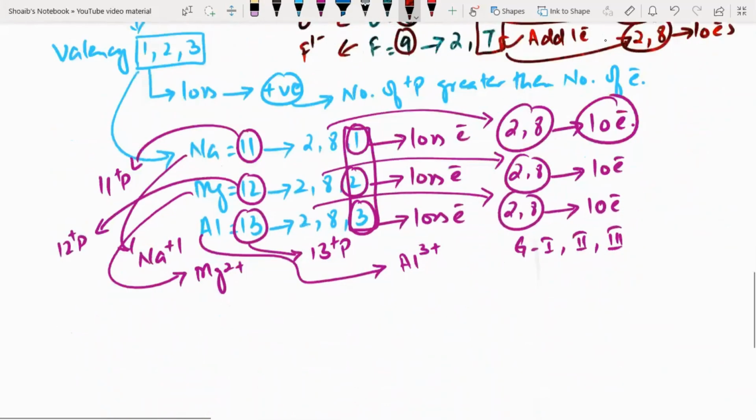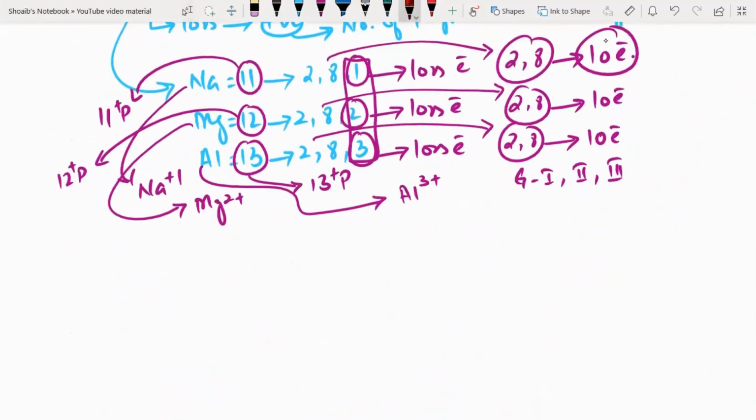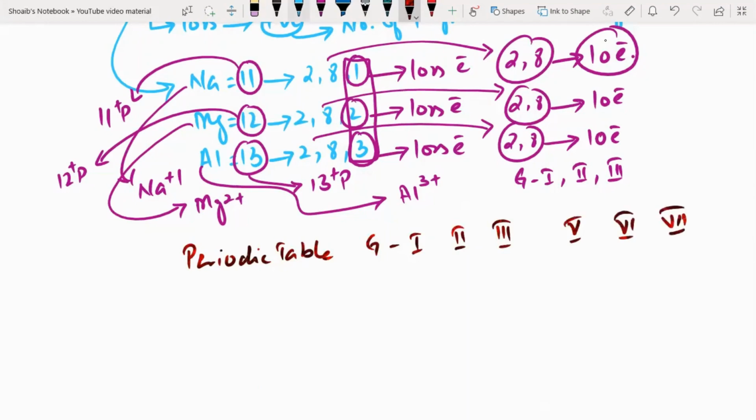Now, my advice to all of you, whenever you have a periodic table in the exam, you have to write on the group number 1, group number 2, group number 3, group number 5, group number 6 and group number 7: 1 positive, 2 positive, 3 positive, 3 negative, 2 negative, and 1 negative. It will help you to identify the oxidation states of the 1, 2, 3, 5, 6, 7 groups.